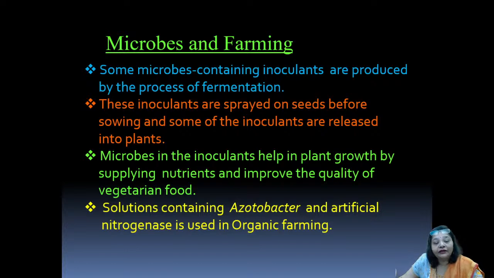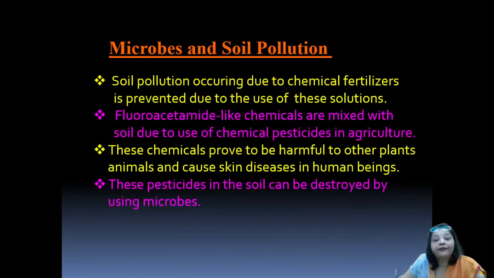Actually, solutions containing azotobacter and certain artificial nitrogenase enzymes can be used as inoculants, and these inoculants can help in good growth of the crops, and the crop yield will be very nutritious. So they can be used in organic farming, and they are being used in organic farming nowadays.